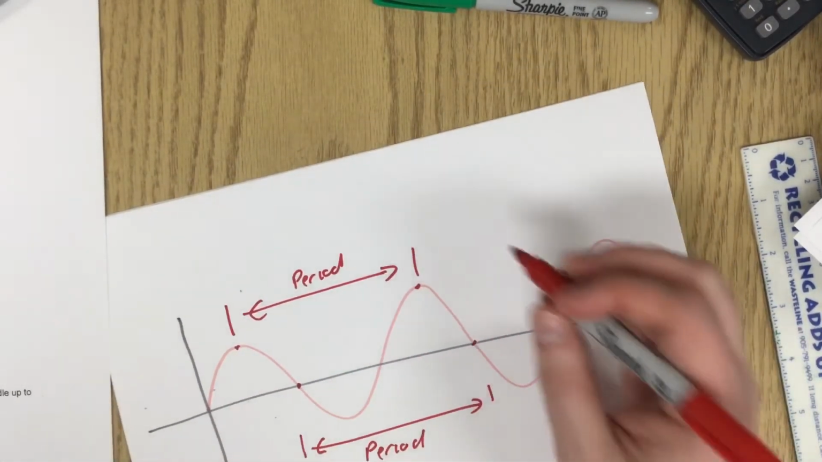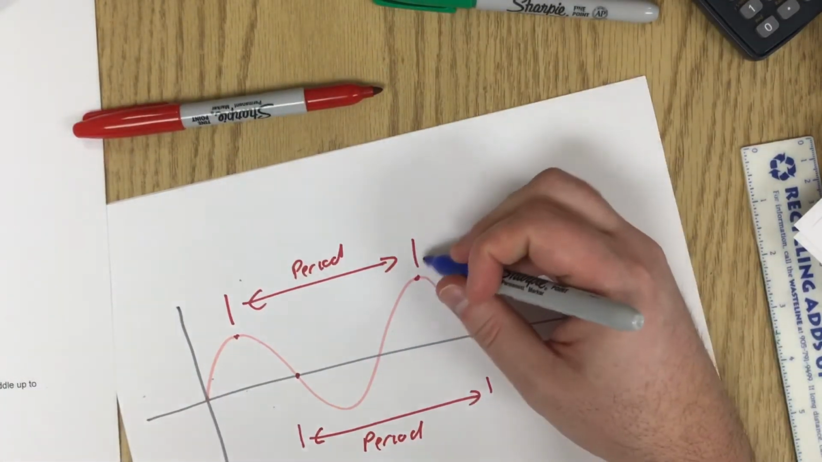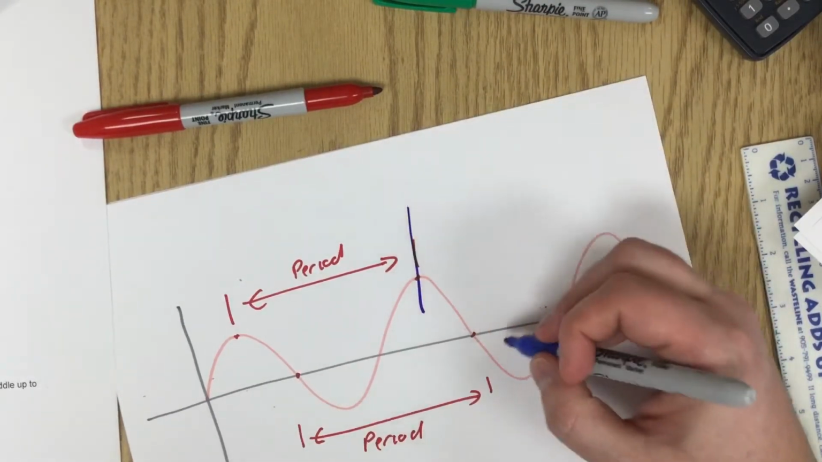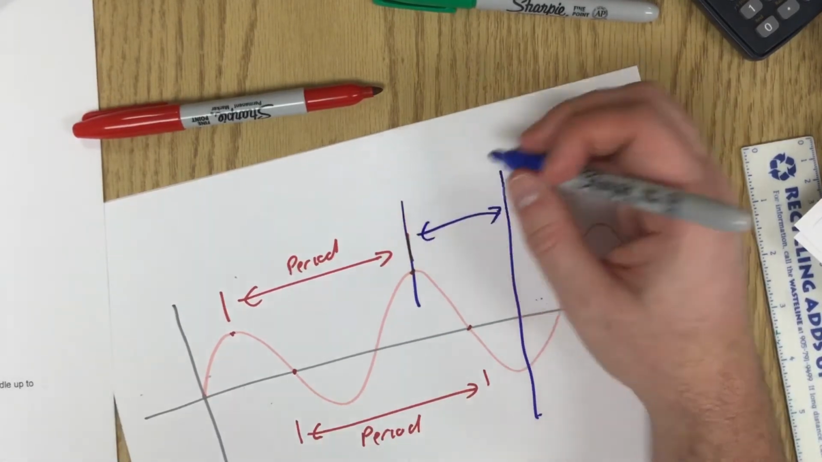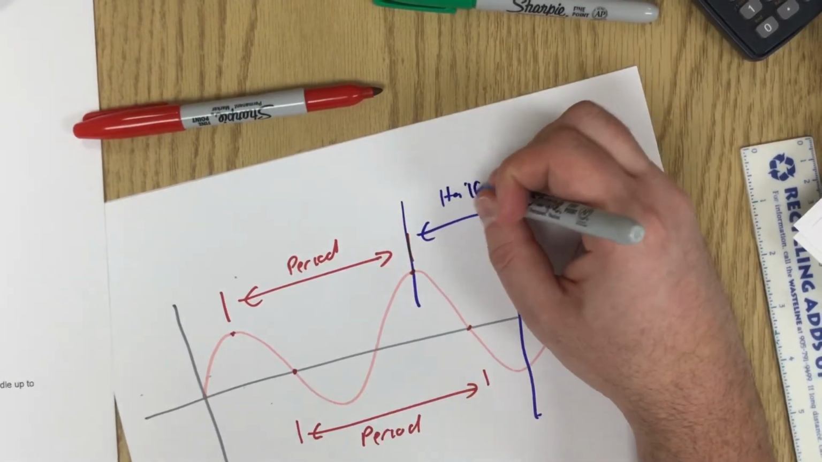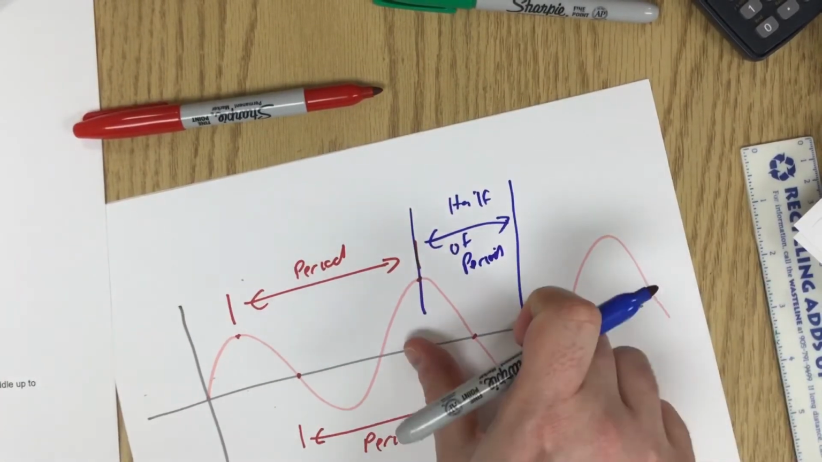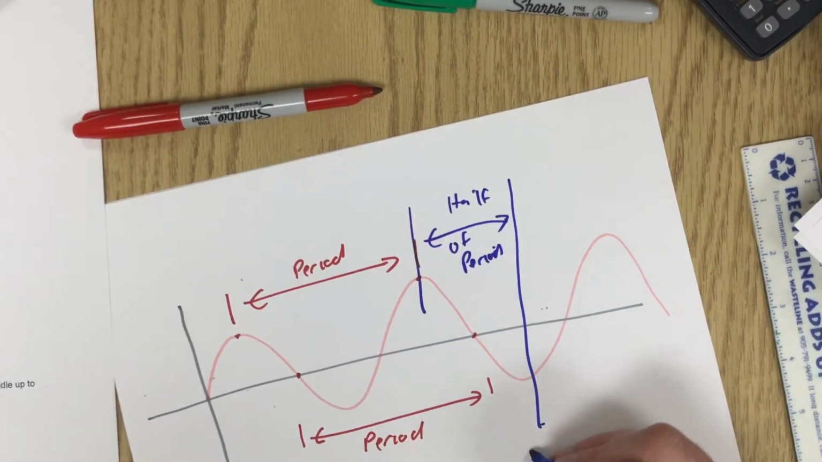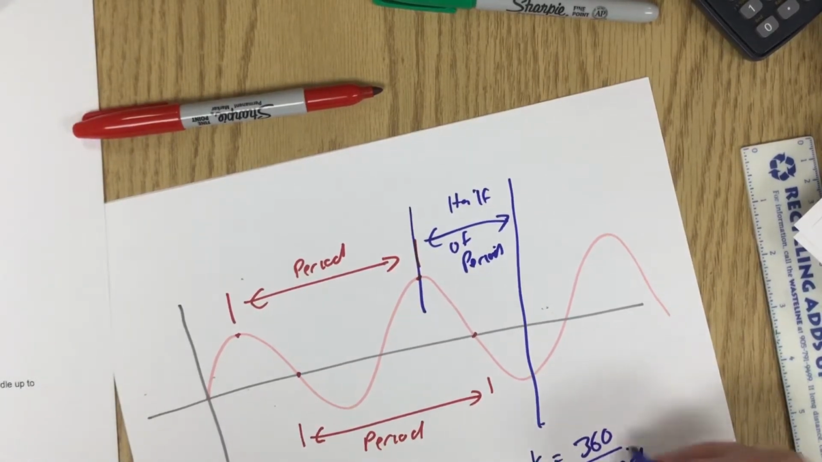Another way we could do it is we could go from a top to a bottom. So that's going to be exactly half a period, and we can multiply that by 2. So we go from top to the bottom, and then the period is going to be twice as big as that. Once you have the period, of course, then you know that k is going to be 360 divided by that period.